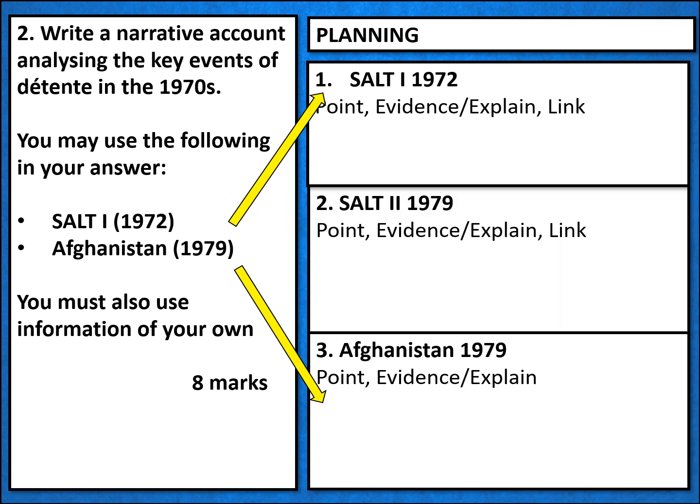So our 3 paragraphs are going to be SALT 1, SALT 2, and then Afghanistan in 1979. You might spot in those boxes there that in paragraph 1 and paragraph 2 we're going to need to link that paragraph to the next factor or event that's coming. So SALT 1 is going to link into SALT 2, SALT 2 is going to link into Afghanistan, but then Afghanistan of course isn't going to link into a further development because that's where our narrative is going to stop.